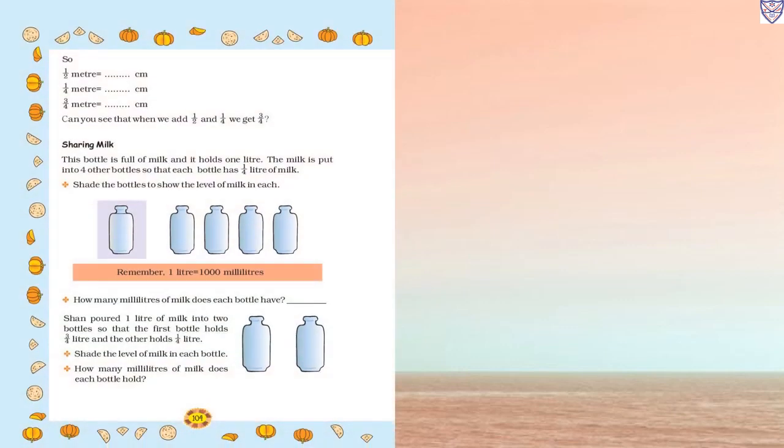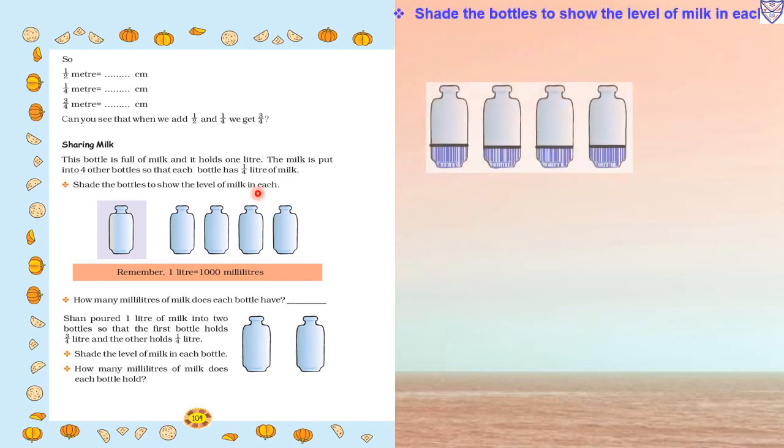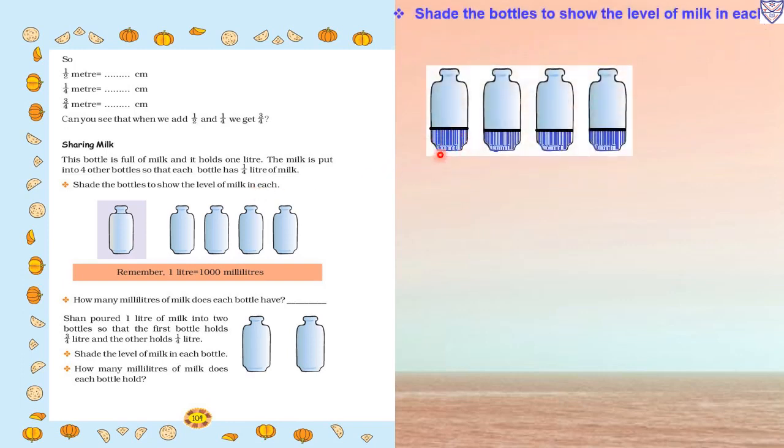Now page number 104, same page. Sharing milk. This bottle is full of milk and it holds 1 liter of milk. The milk is put into 4 other bottles so that each bottle has 1/4 liter of milk. So what they have done, they have put the 1 liter milk in 4 bottles, and they are holding now 1/4 liter of milk. So shade the bottles to show the level of milk in each. So we have to shade. So 1/4 liter means it is less only. So we have to shade like this way.